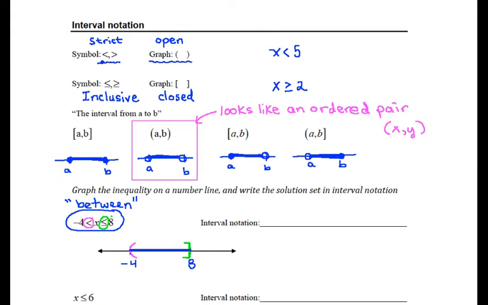And then to write this as an interval, I just want to copy down exactly what's on my graph. I start at -4, I end at 8, and I use the same bracket types in my interval notation that I use on the graph.